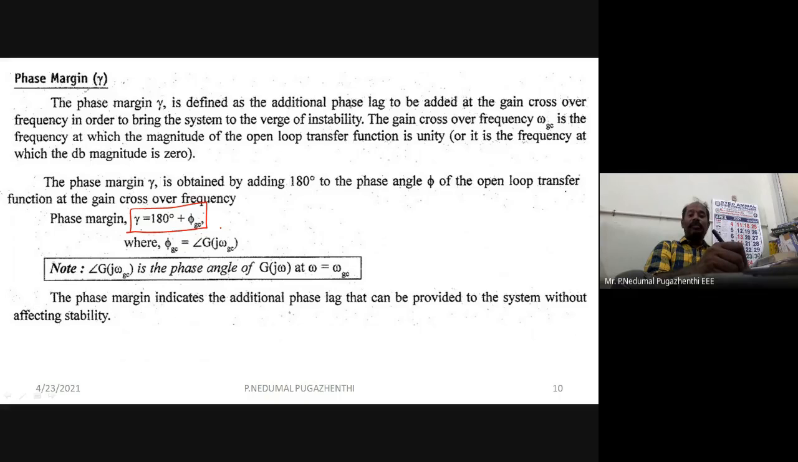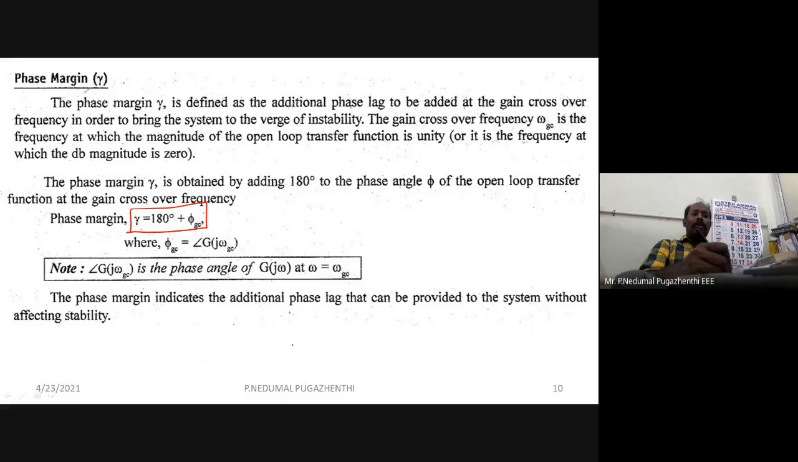What is gain crossover frequency? It is the frequency at which the magnitude is 0. That is on your logarithmic scale. If you plot it, you have 0 decibels, your magnitude is represented in decibels, and your phi or angle is generally represented in degrees. Your omega will be in terms of radians per second, not in hertz.